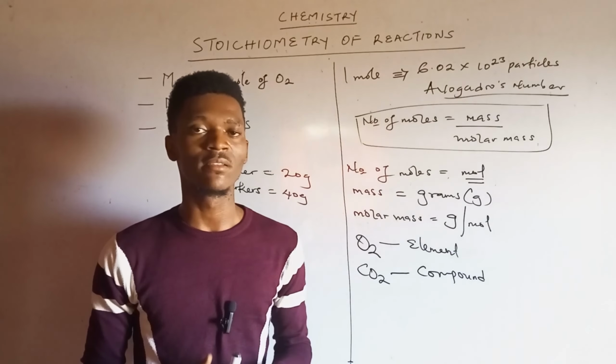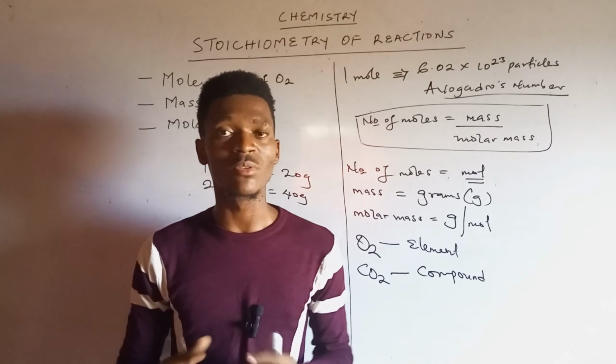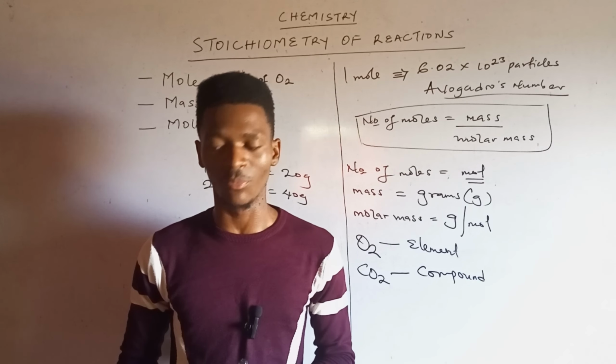So what does that mean? A molecule could be an element or a compound. When it is an element, it means it is actually made up of atoms of the same element. But when it is a compound, then it simply means that it's made up of atoms of different elements. So you tend to understand these concepts very, very well about stoichiometry.